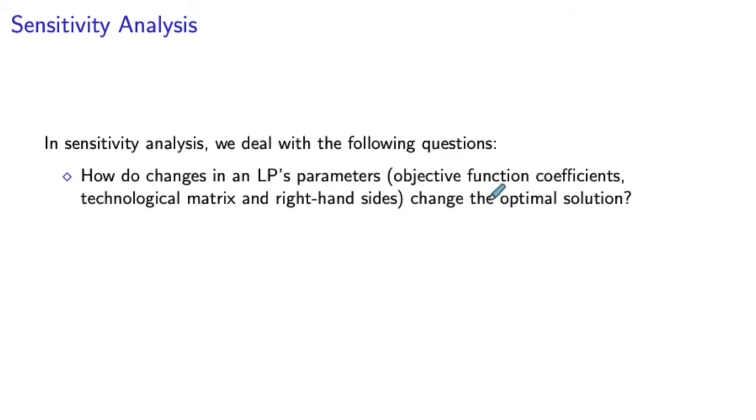And the changes in LP parameters can be of different types. You can have a change in the objective function coefficients. You could have a change in the left-hand sides of the constraints or the right-hand sides of the constraints. So this is one important question.